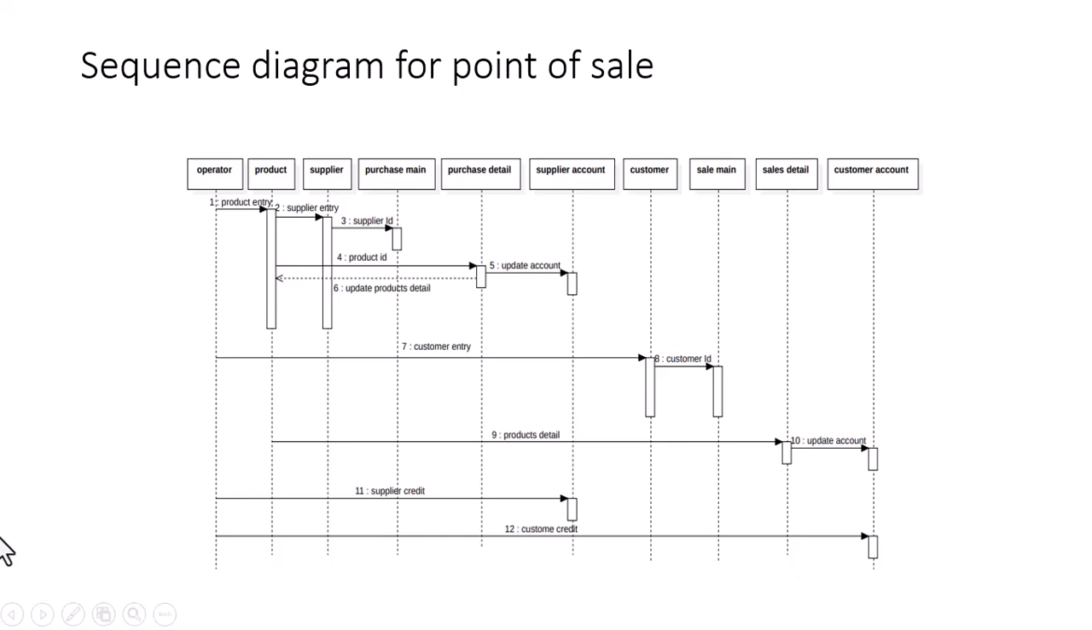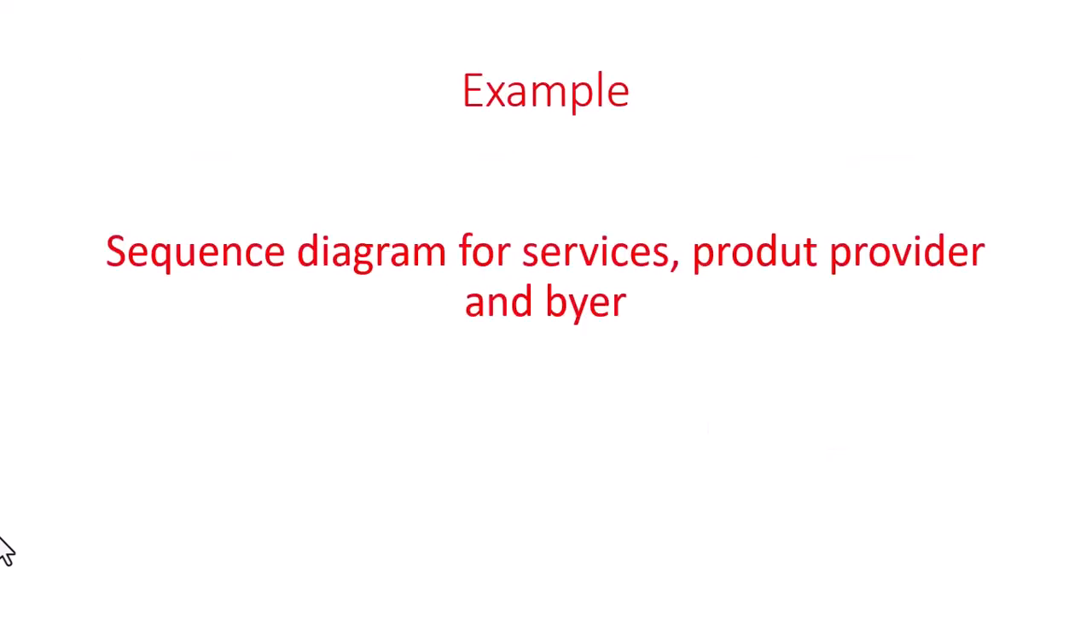So all the software will work in this sequence. You must understand that when we design the high level architecture, mentioning all the classes, components, and communication, without communication and in-sequence communication, designing the high level architecture is not possible. Now the sequence diagram for services, product, provider, and buyer. The use case for this example is already explained in the use cases.